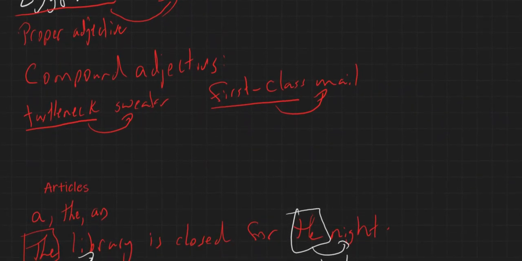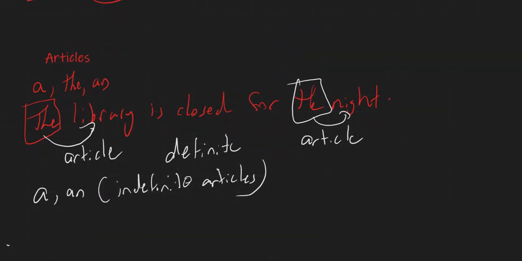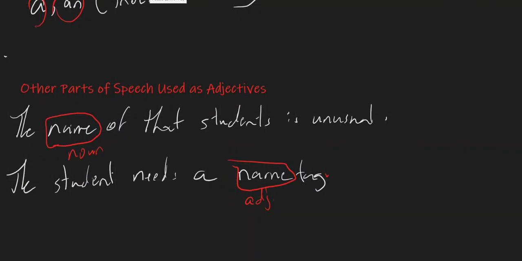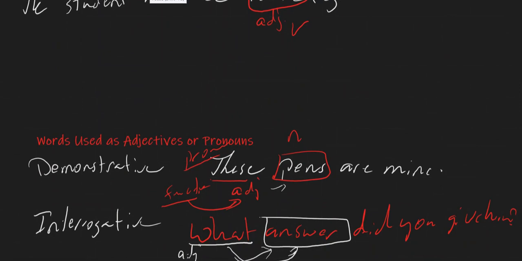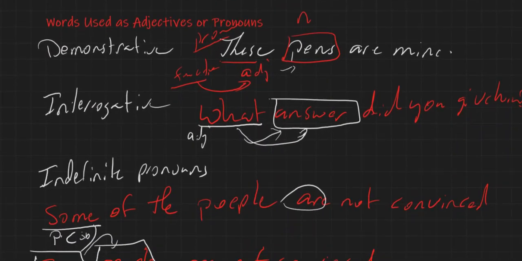And we talked about compound adjectives. They are like proper nouns. They can have a hyphen or be without a hyphen, and they modify a noun. We talked about also articles, definite and indefinite articles. We said the is a definite article and it's considered as an adjective, and we said a and an are indefinite articles. And we talked about other types of parts of speech as adjectives, like a noun. A noun in a sentence can function as an adjective in another, like name tag in the second sentence. And lastly, we talked about words used as adjectives or pronouns, like most of the pronouns.